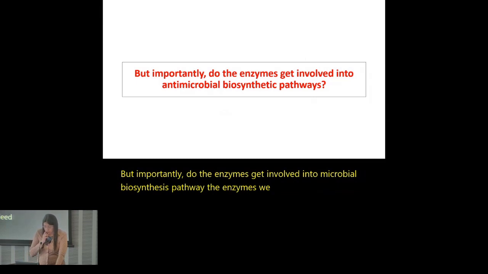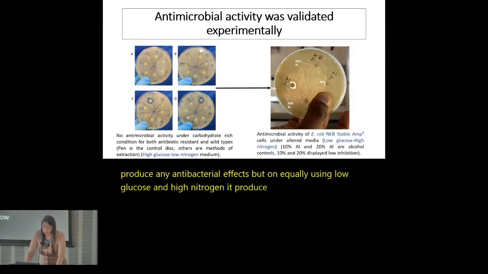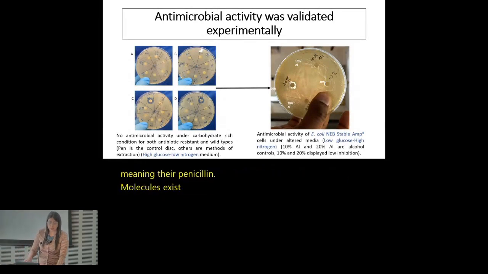So we ran a few experiments in different conditions, and we found that with high glucose and low nitrogen medium, it cannot produce any antibacterial effects on E. coli, but using low glucose and high nitrogen, it produces antibacterial activity, meaning penicillin molecules exist, but which type of penicillin we still need to identify.